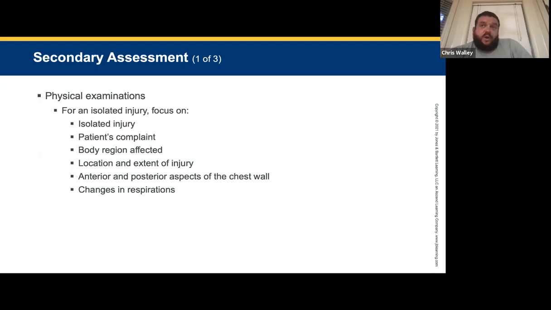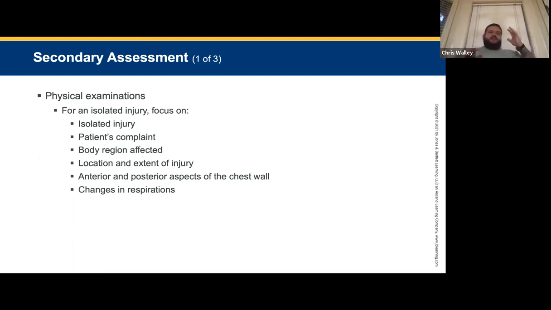So what body region was affected? I need to know, do I have a multi-system trauma? Do I have an underlying system that is affected that I'm not able to see, and what's going on when I'm checking their vitals? If it's a traumatic issue, we're going to check every 5 minutes. If it's non-critical, we're going to do it every 10 to 15.